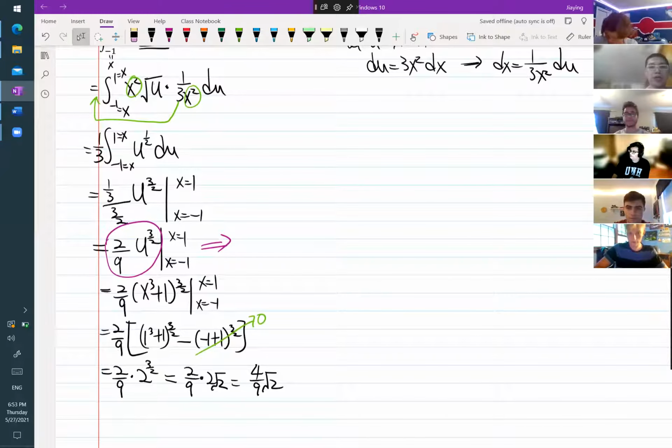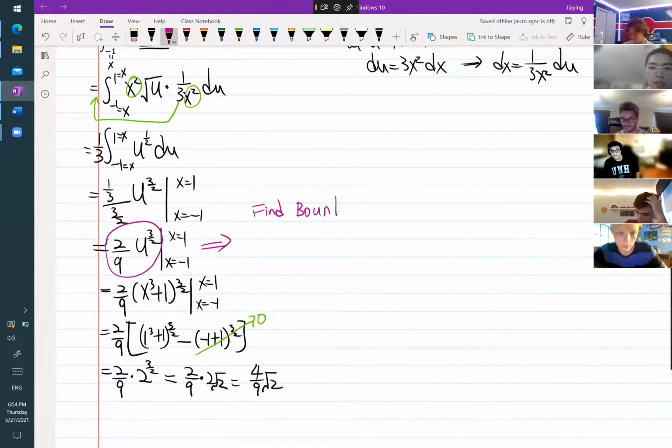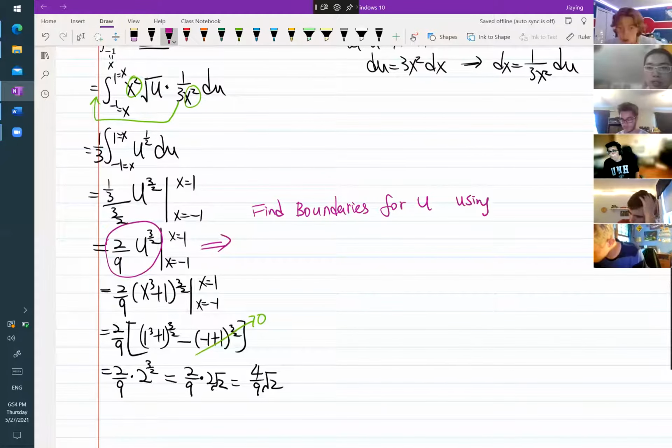So this is the second way that we did, right? Get a function of x, plug in the x values. But what the first way says is that when we get to this point, the one I'm writing in purple, instead of plugging in x values, we can find the new boundaries. So from here, we're going to find boundaries for u using x.